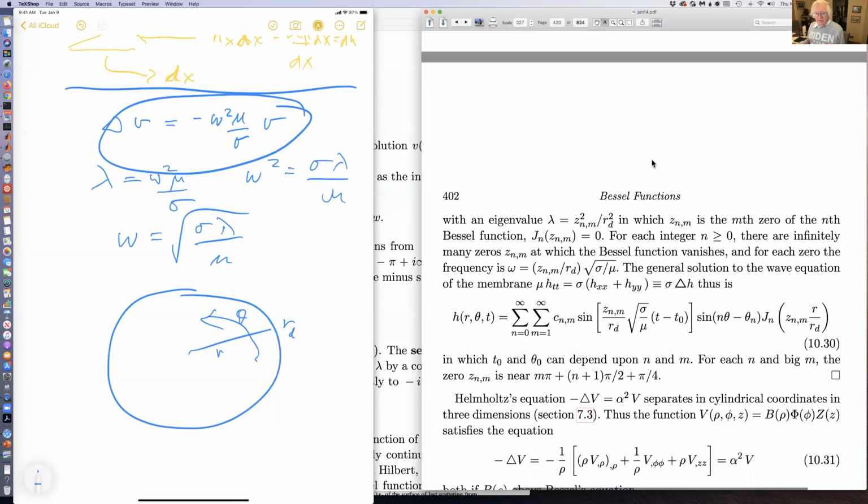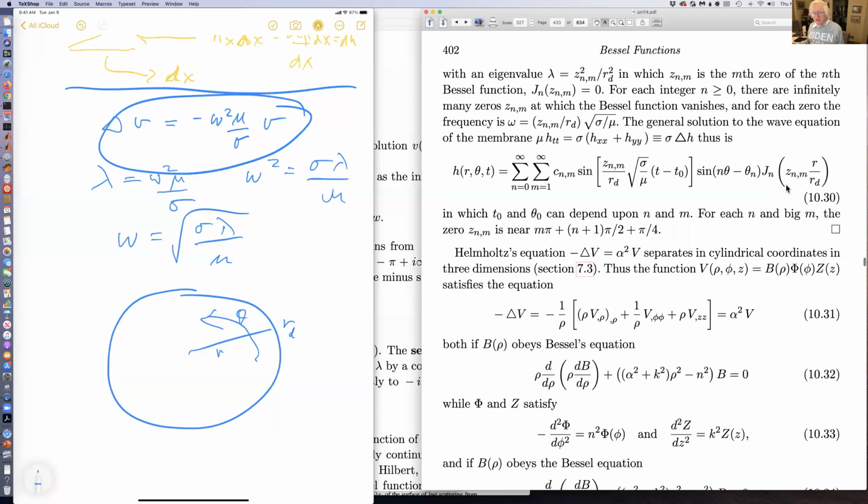And for each n greater than or equal to 0, there are infinitely many zeros. And for each zero, the frequency is this. And so the general solution then is rather complicated. It's a sine for time dependence, another sine for angular dependence, and then the main thing is the Bessel function, J_n of z_nm r over R_D, R_D being the radius of the drum.